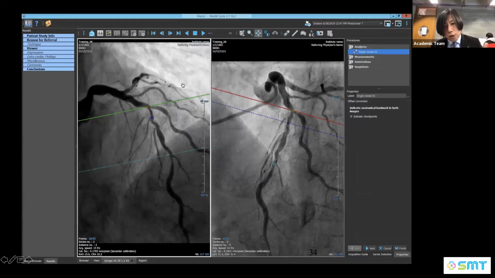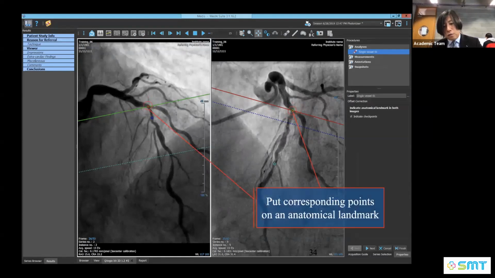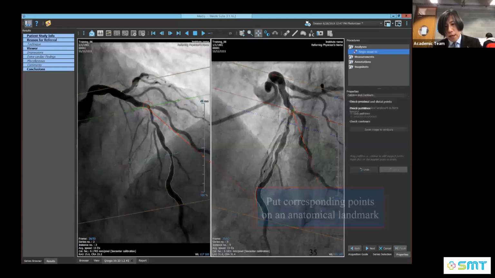So for these two projections, we need to have a common point to merge the two projections, combining them into the 3D model. So we have to put in this corresponding point. In this case, we selected the bifurcation point between the LAD and diagonal branch, so that we are sure that these points are the same point in these two separate projections.